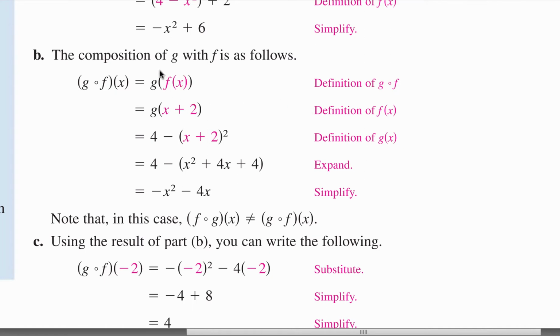Taking f and plugging it into g, replace f with x plus 2. Then g is 4 minus x squared. So we replace the x in the x squared with x plus 2. And this becomes 4 minus (x plus 2) squared. Now we FOIL this out, and we get 4 minus (x squared plus 4x plus 4). Distribute the negative, and then combine like terms, and that's the end result of g of f of x.